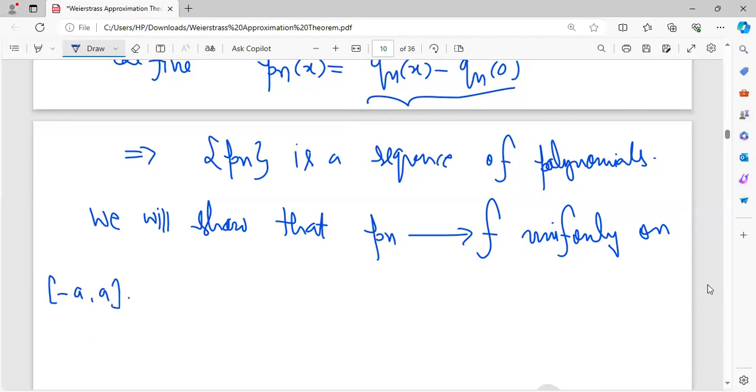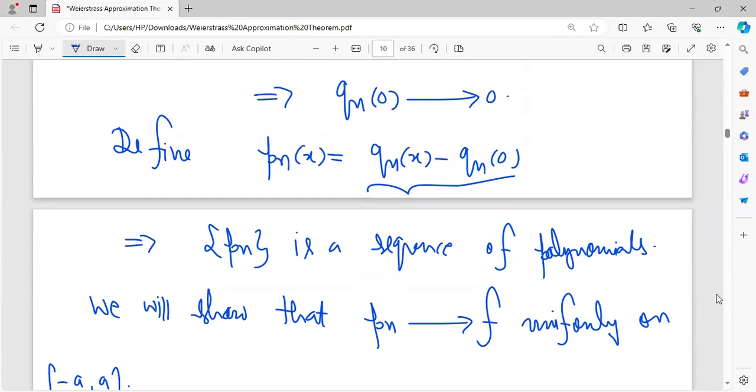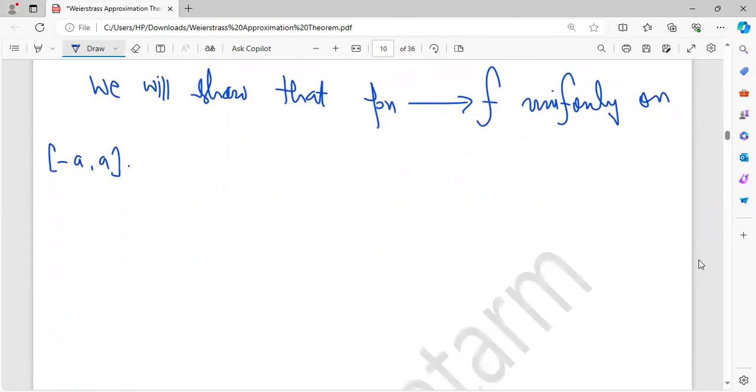First of all, check whether our condition is satisfied or not, whether P_n(0) is 0. By the definition, P_n(0) is nothing but Q_n(0) minus Q_n(0), that is 0. So our condition is satisfied. Now we'll show that P_n tends to f uniformly.